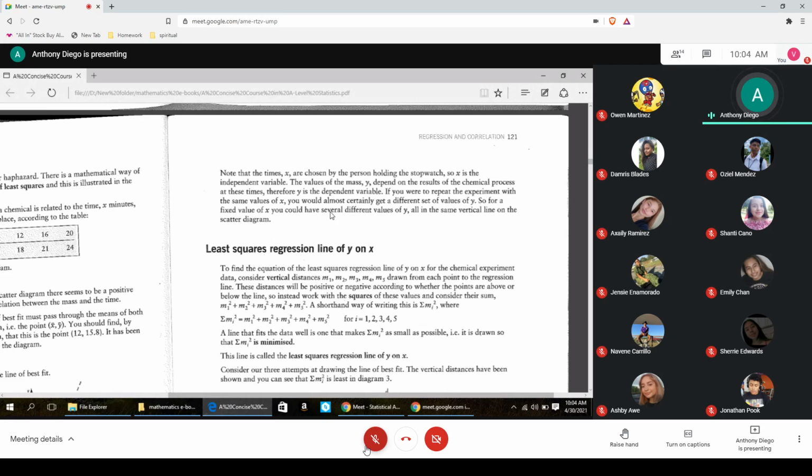Then it said here that if you were to repeat the experiment with the same values of x, you will almost certainly get a different set of values of y. So for a fixed value of x, you could have several different values of y, all in the same vertical line on the scatter diagram.